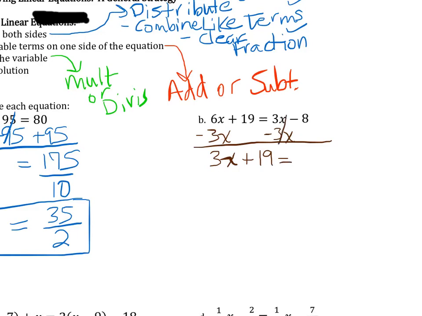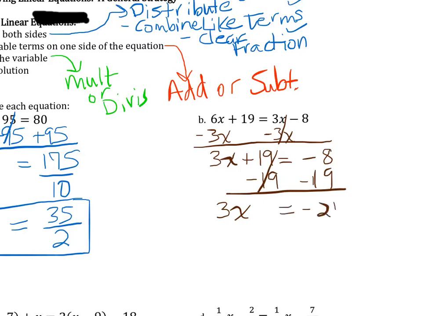The 3x's cancel, and I'm left with negative 8. Now, I'm not completely done there because I still have this 19, so my variable term isn't on one side by itself, right? So I'm going to have to subtract 19. That's the opposite of adding 19. From both sides. All right, I'm going to be left with 3x, the 19's cancel, and negative 8 minus 19 is negative 27. Now I see that my variable term is on one side completely by itself.